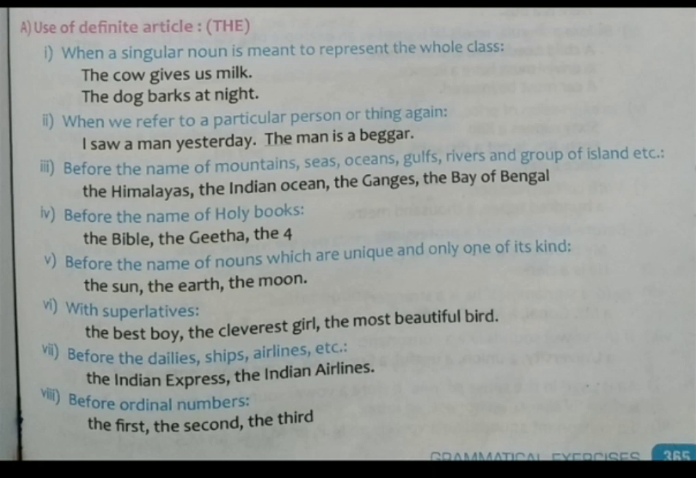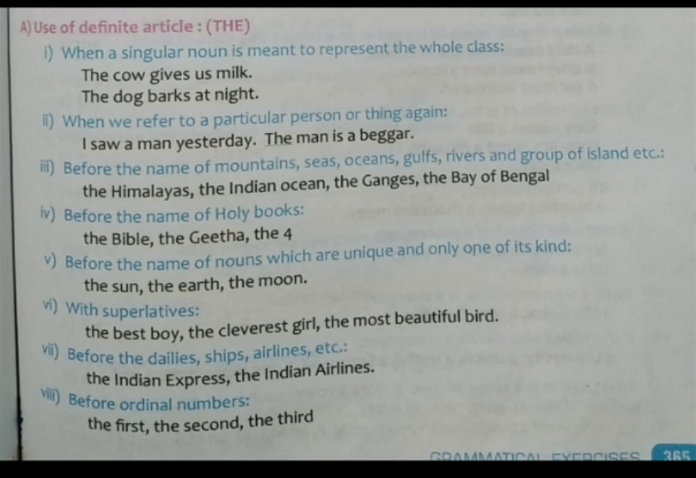First one: when a singular noun is meant to represent the whole class. The noun is singular, but it refers to a whole class. I will explain with the example given there: The cow gives us milk. Here the cow is a singular noun, but it refers to a class. All cows are referred to here, not only a single cow.